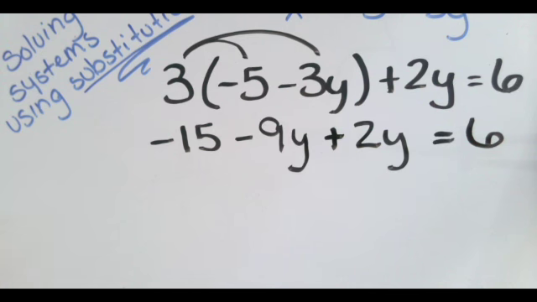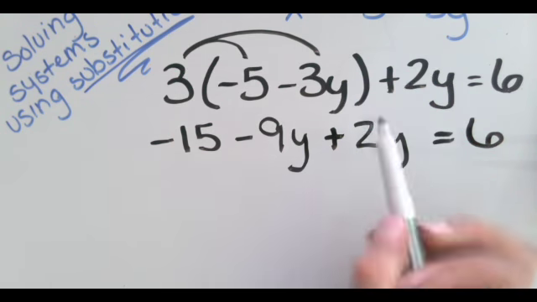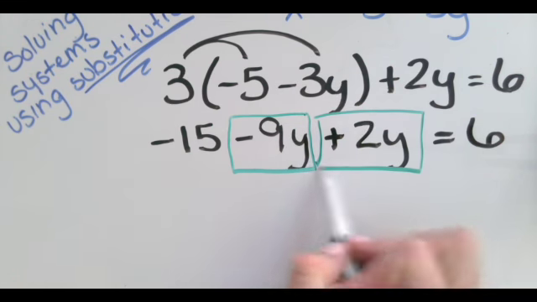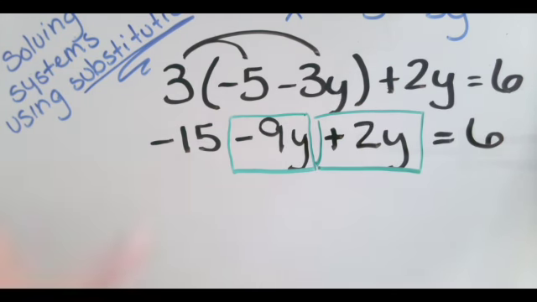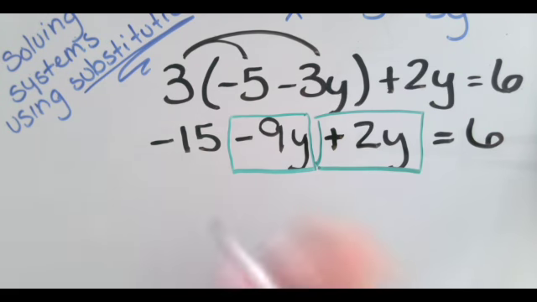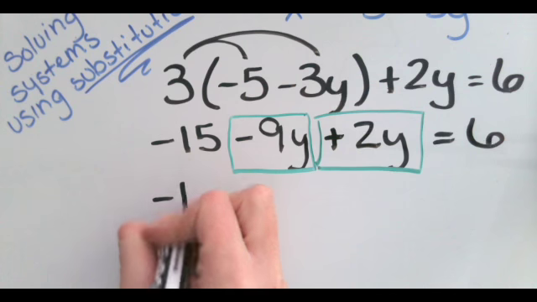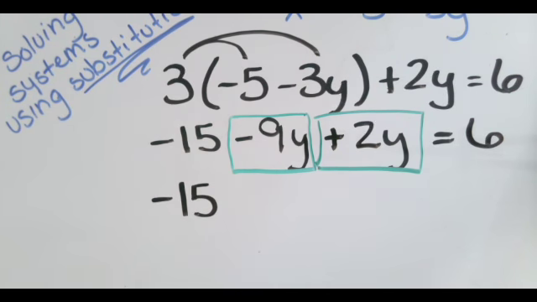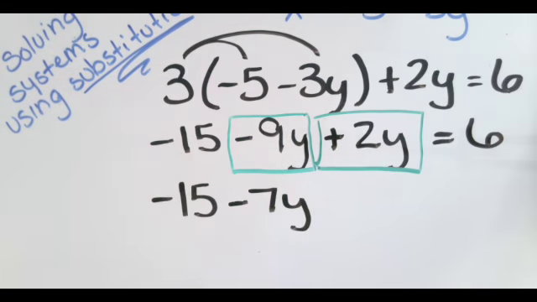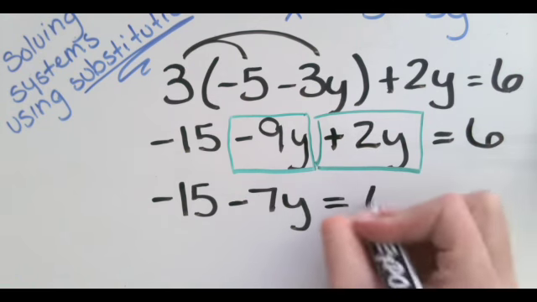Okay, now I'm going to go through and combine my like terms. I have negative 9y plus 2y. Those are like terms because they both have a y on them, so I can combine them. So this negative 15 stays negative 15. Negative 9 plus 2 is negative 7y. That's those two combined to give you that. And it's still equal to 6.